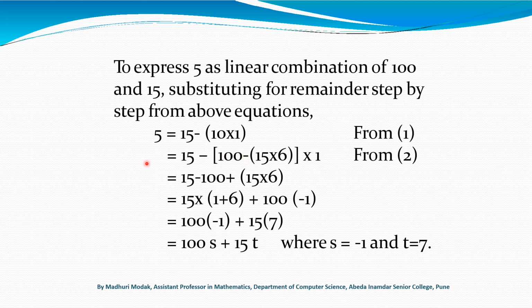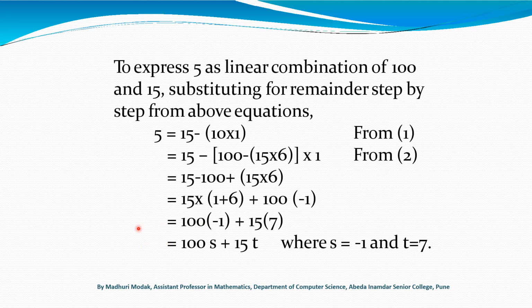But outside the bracket there is a negative sign. So changing the sign, it is 15 minus 100, minus minus it becomes plus 15 into 6. Now here, by taking 15 common, we get 15 multiplied by 1 plus 6, plus 100 into minus 1. So it is 100 into minus 1 plus 15 into 7 by rearranging the terms.